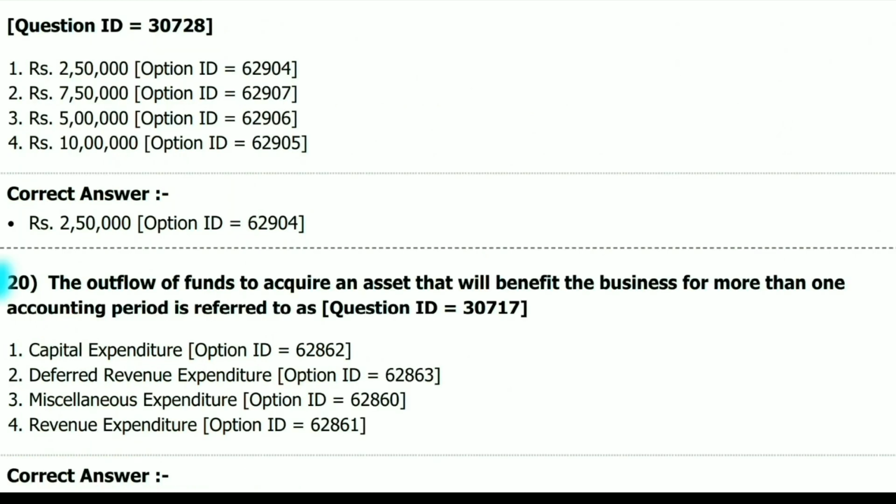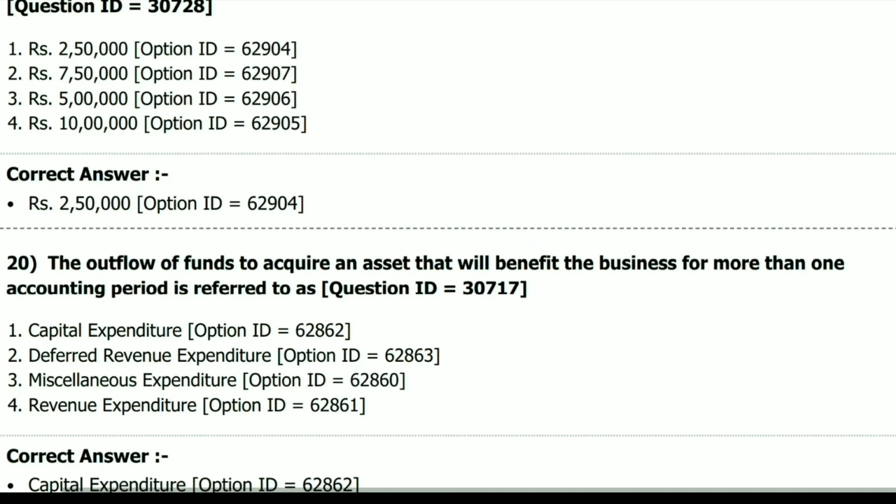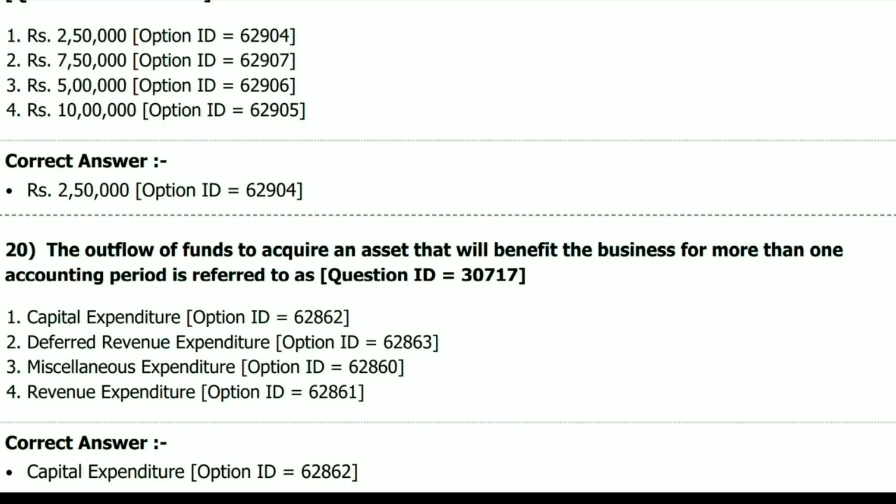Next, the outflow of fund to acquire an asset that will benefit the business for more than one accounting period is referred to as, options: capital expenditure, deferred revenue expenditure, miscellaneous expenditure, revenue expenditure. The answer is capital expenditure.